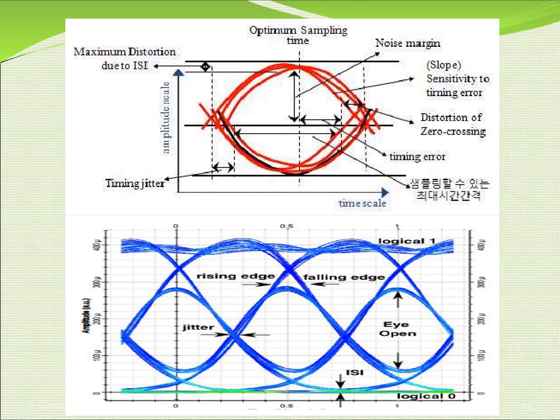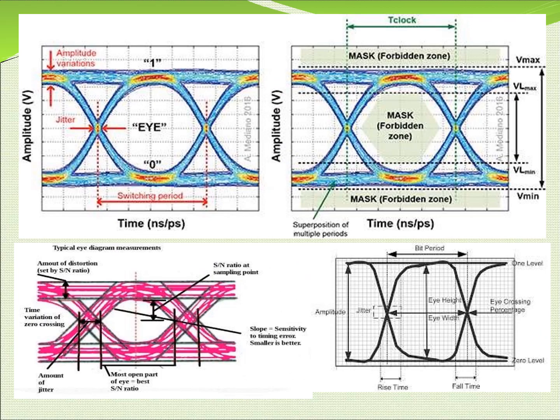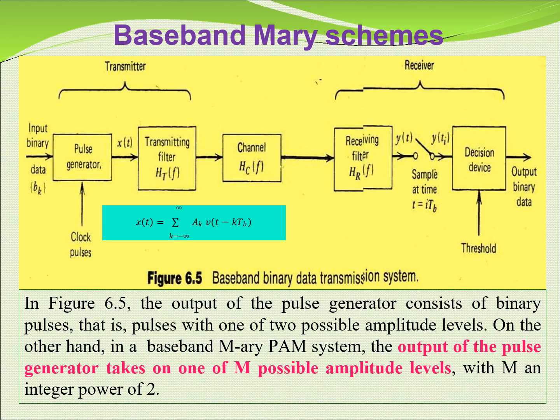This is the noise margin, the sensitivity to timing error, distortion of zero crossing, and timing error. The figure also shows signal distortion or wasted power, the best time to sample, opening of the eye, and closing of the eye; everything is mentioned in this interpretation of the eye diagram. So this is also an eye diagram. Baseband M-ary scheme. Next we have the baseband binary data transmission system, where we consider the same transmitter, channel, and receiver. In the above figure, the output of the pulse generator consists of binary pulses.